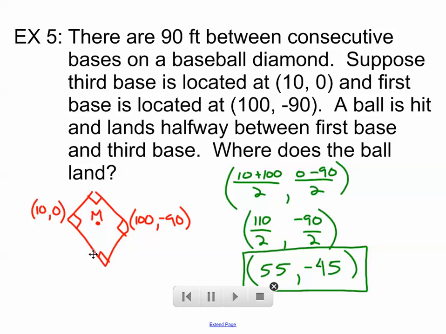Kind of a goofy way to look at it, but it doesn't even matter which way you orient the baseball diamond. This point right here, M, would be at 55, negative 45, if that's 10, 0, and that's 100, negative 90. Don't worry about the fact that they're both even with each other up here on the y-axis, but one says negative 90 and one says 0. Don't even worry about it.